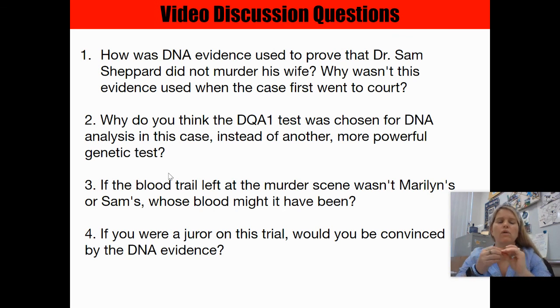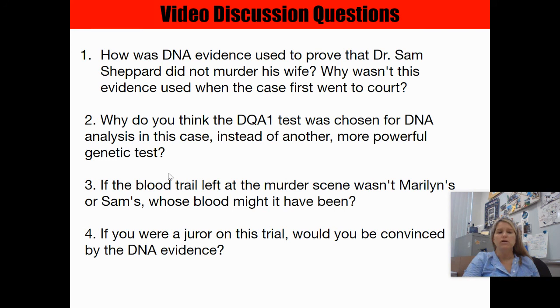Okay, so number 1, how was DNA evidence used to prove that Sam Shepard did not murder his wife? And why wasn't this evidence used when the case first came to court? Well, the reason is that it wasn't available, right? The case was a long time ago, way before we used DNA analysis. And so they were able to show that the actual alleles didn't match up.